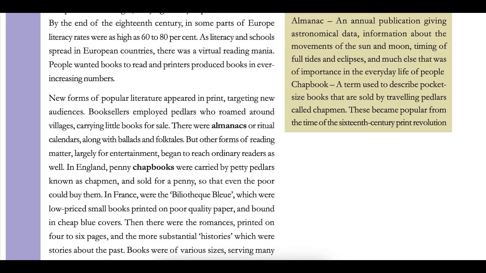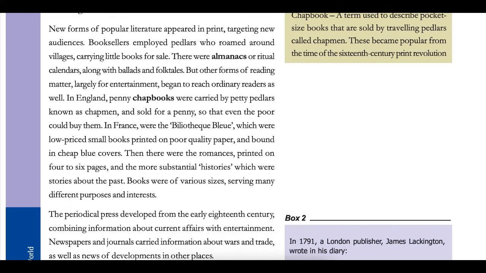New forms of popular literature appeared in print, targeting new audiences. Booksellers employed peddlers who roamed around villages carrying little books for sale. There were almanacs or ritual calendars along with ballads and folk tales. But other forms of reading matter, largely for entertainment, began to reach ordinary readers as well. In England, penny chapbooks were carried by petty peddlers known as chapmen and sold for a penny, so that even the poor could buy them.